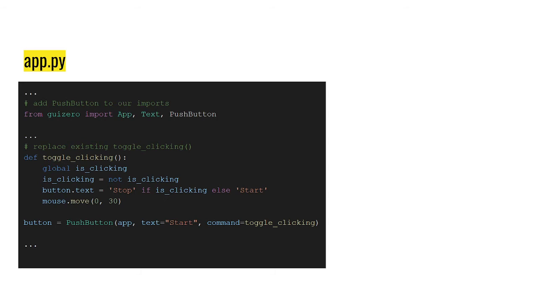So what we're going to do now is we're going to replace our existing toggle clicking with this method here. So it's really just adding a little bit of details where we're going to change some text on a button, and we're going to move the mouse, and that's just so that as soon as we turn it on, it doesn't immediately turn itself off and become one of the most useless desktop applications there is. It's already a contender for that, but without moving the mouse, it will immediately turn itself off. And then the other thing we need to do is actually create that button that we're going to push. So let's go ahead and do that.